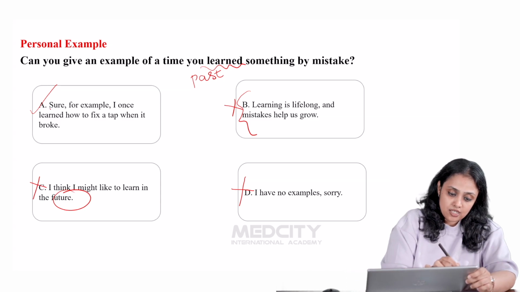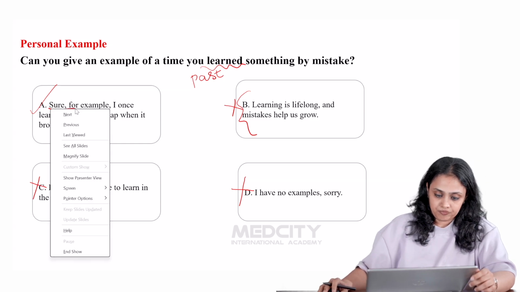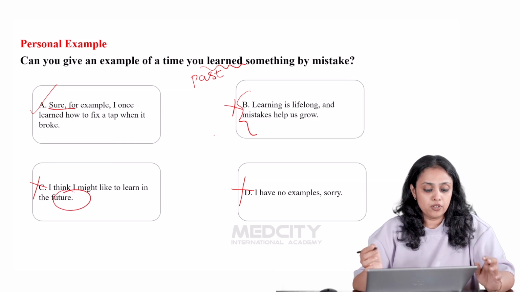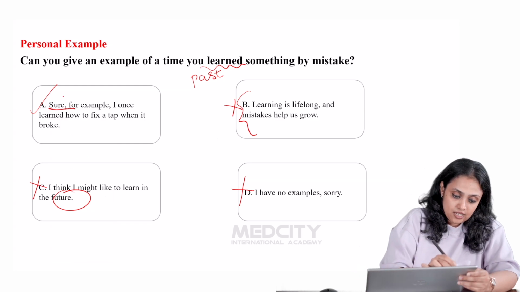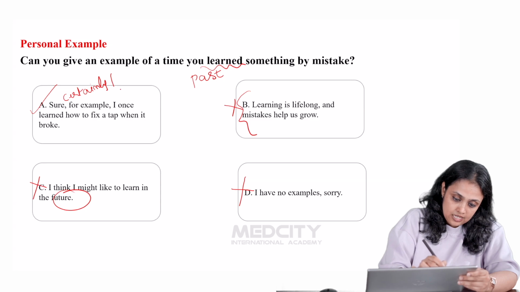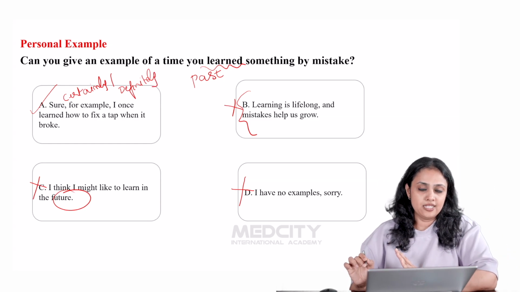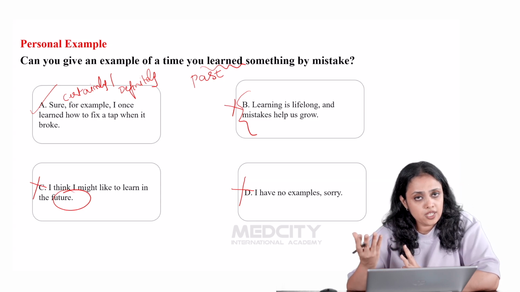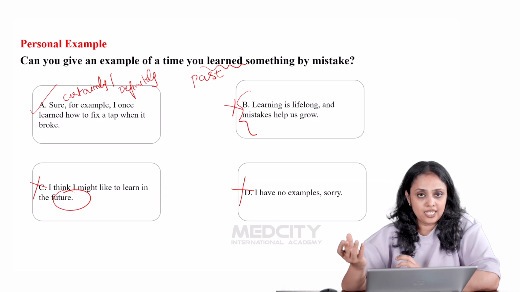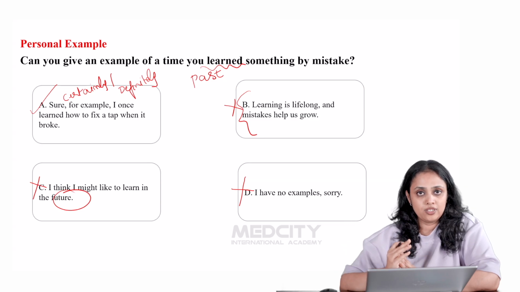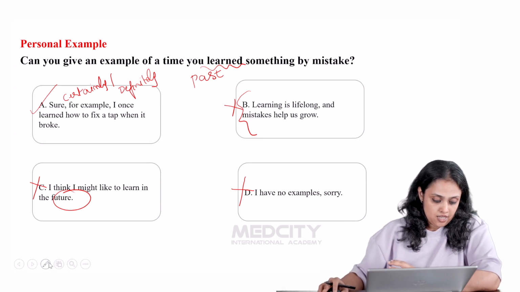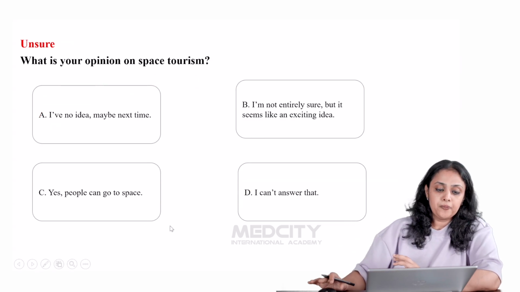Start by saying, sure. Sure, for example, sure or definitely, you can say that, certainly, or you can say definitely. And then you provide the example. So can you give an example of something? Means sure or definitely I can give an example, and then provide whatever the example is. Now moving on to the next one.